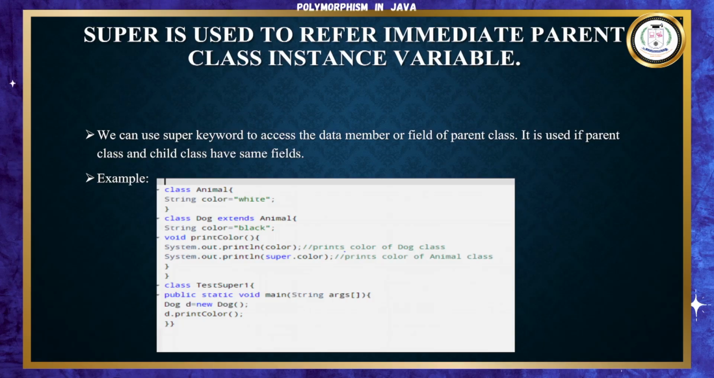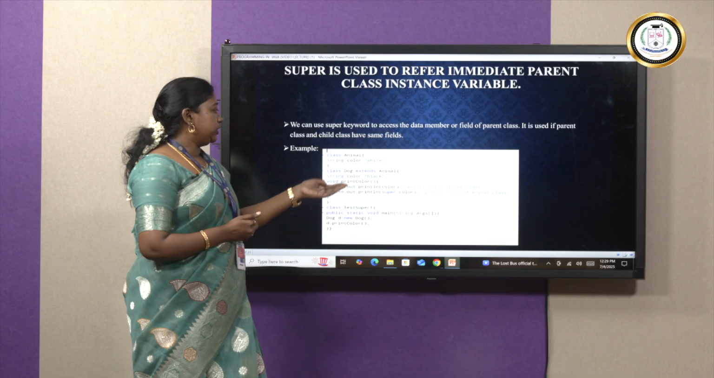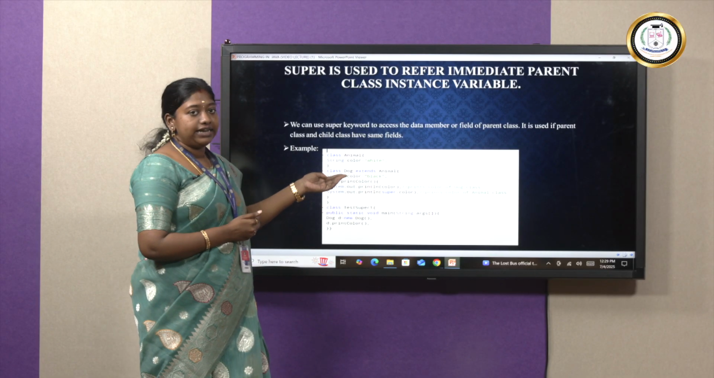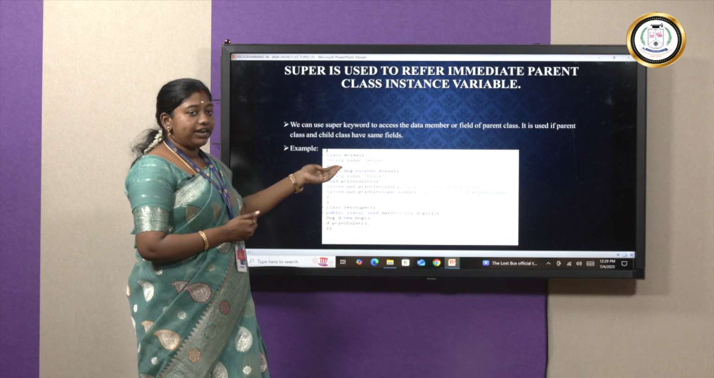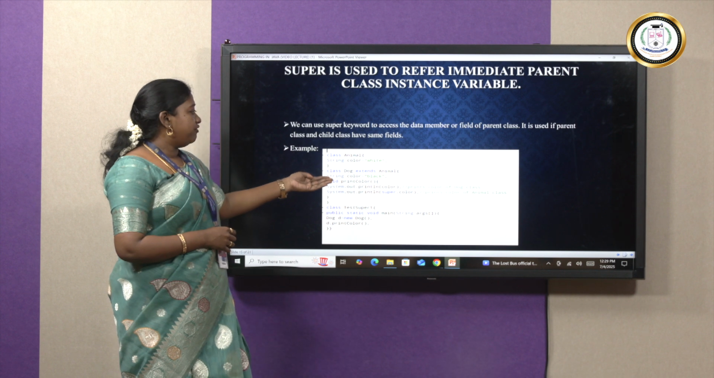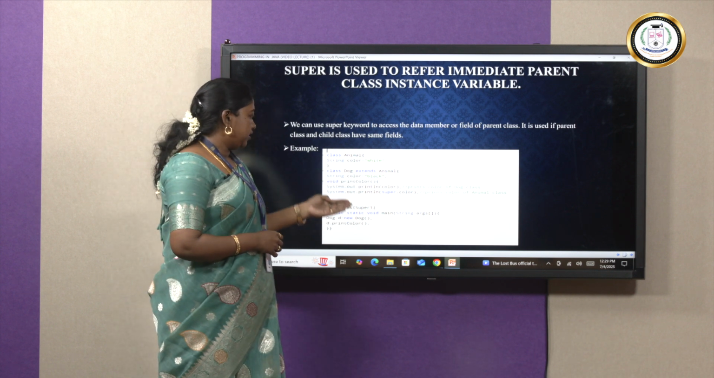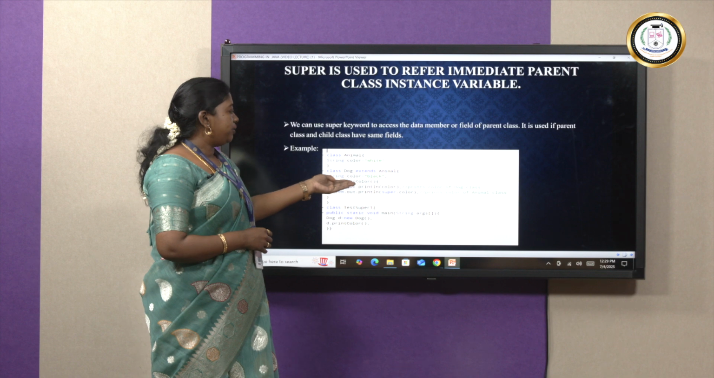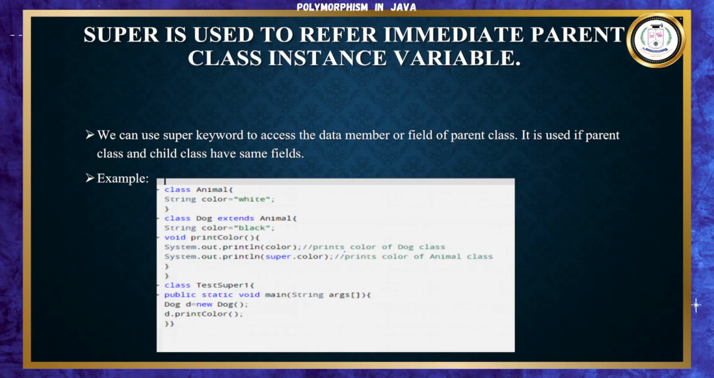This is one example of how to use the super keyword. Here we have the class Animal with string color equal to white. What is string color? It is a string data type with the color white. The next class is Dog. Dog extends Animal. Dog is a child class which extends the Animal parent class. Here again it has the data member color equal to black. The function name is void printColor. Here it displays the color, and here we are using super.color.